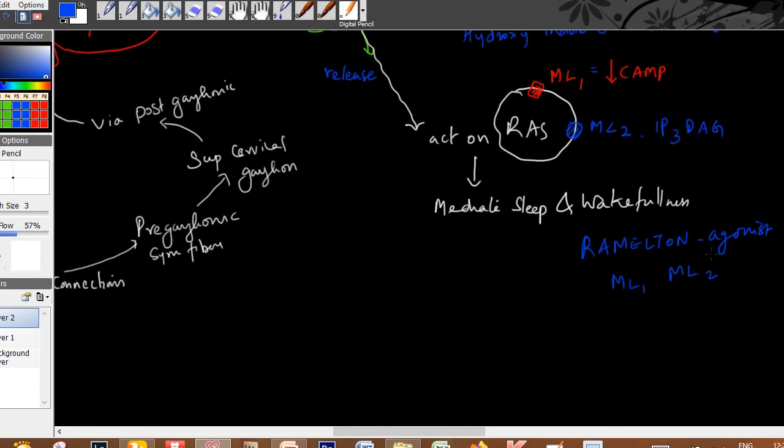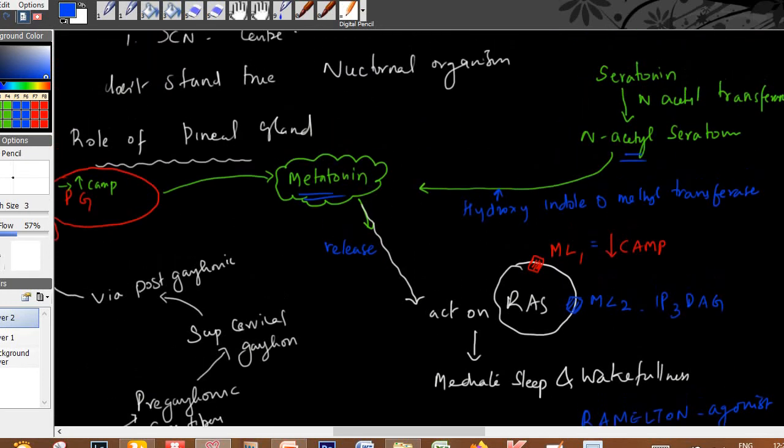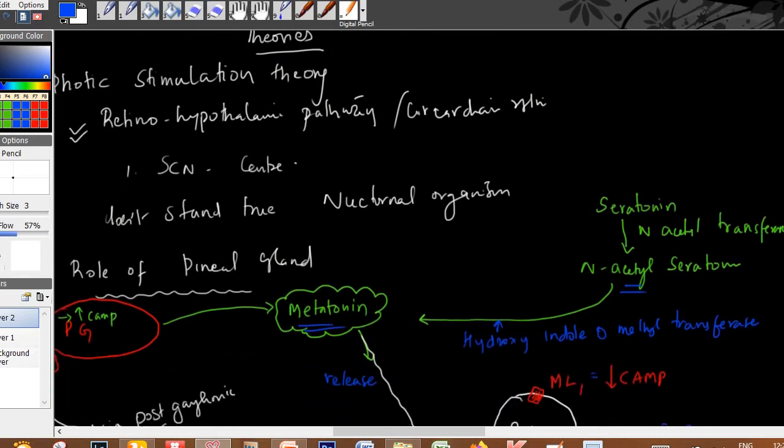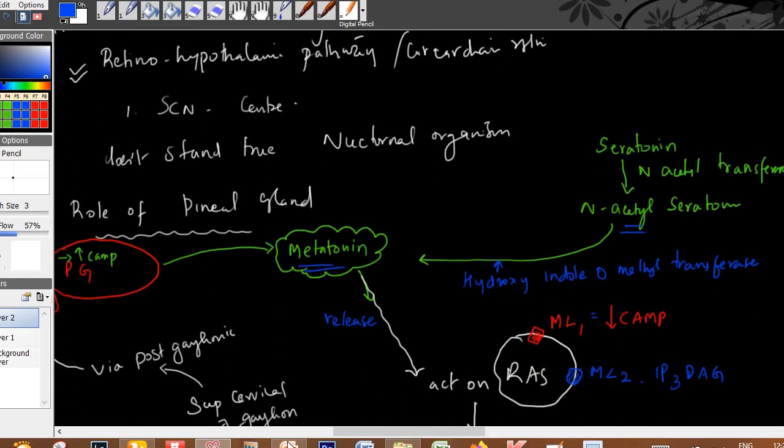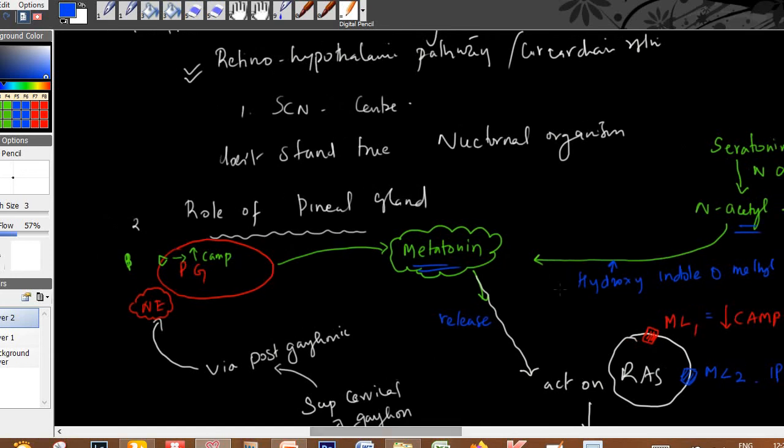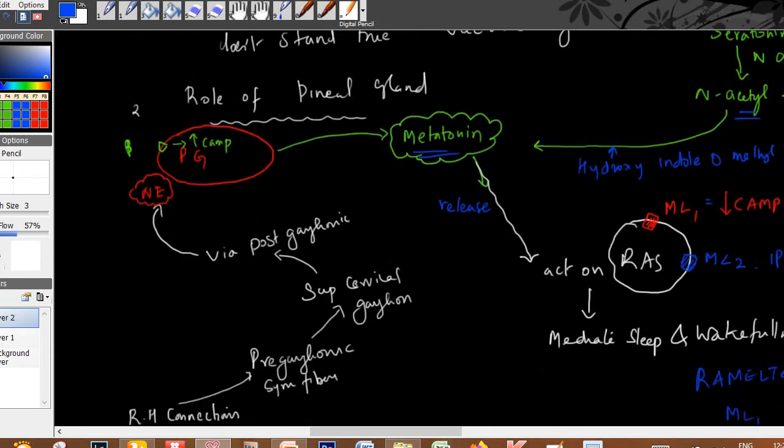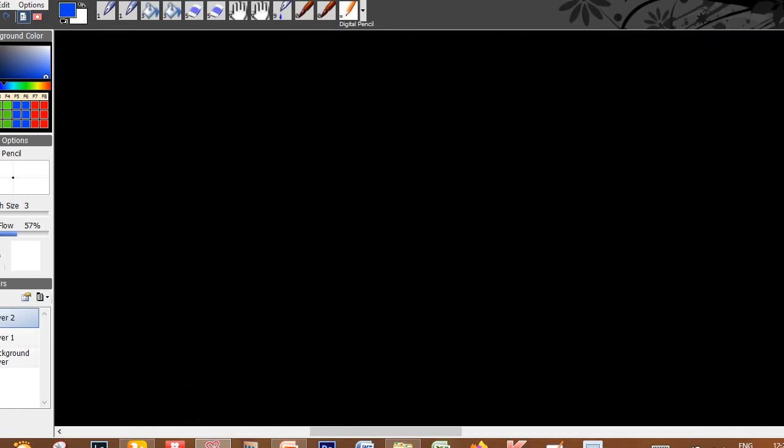Okay, so that is your second theory, which is related to the role of the pineal gland, coming as an extension of the first theory that we have already discussed. Now coming to the next part, the third one is to know the role of the thalamocortical loop. What is the concept of the thalamocortical loop?